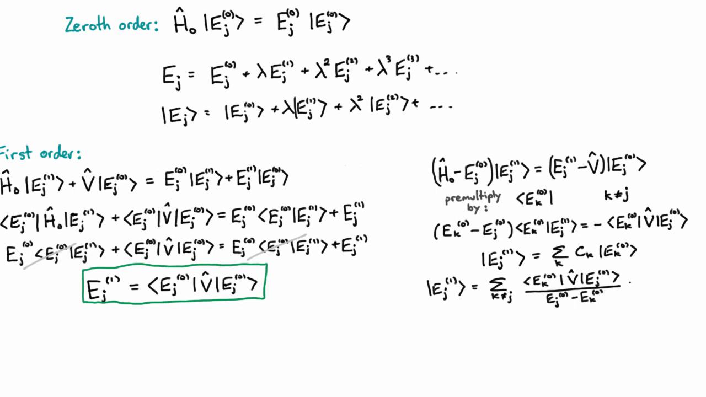And so you can see that we've got the first order perturbed states in terms of everything to do with the 0th order, in other words, the completely known states and eigenvalues. And so that's the result we were hoping for. So we've got the first order energies in terms of the unperturbed eigenstates, and we've got the first order eigenstates in terms of the unperturbed eigenstates.